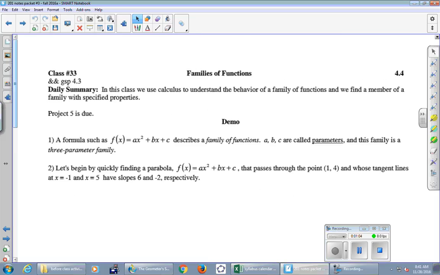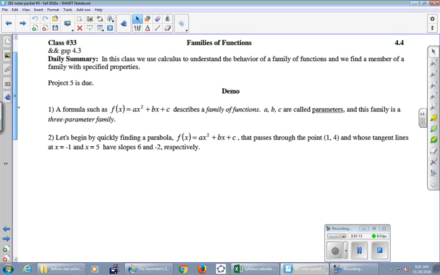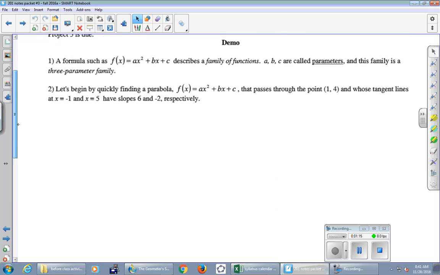Okay, so here we are on page 33. In this class, we use calculus to understand the behavior of a family of functions, and we find a member of a family with specified properties. So let's take a look at some specific examples here.